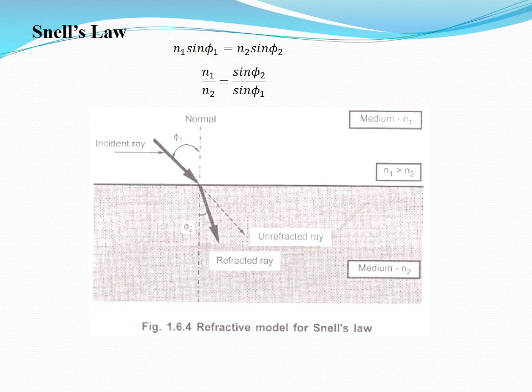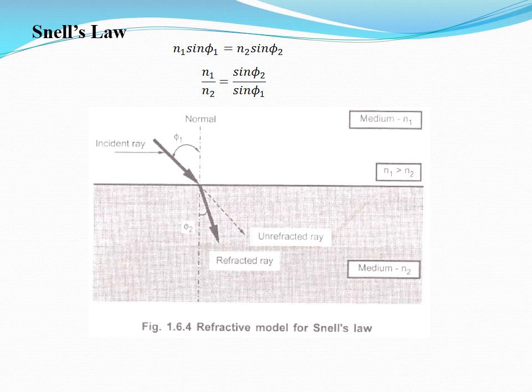Then Snell's law. This is the basic law used for any light. n1 sine theta 1, or sine phi 1, is equal to n2 sine phi 2, or theta 2. Any representation for the angle can be considered, either theta or phi. From this I can write n1 by n2 is equal to the sine of the angle divided by the sine of an angle, that is phi 2 and phi 1, if I consider the angle of incidence as phi 1 and the angle of refraction as phi 2.